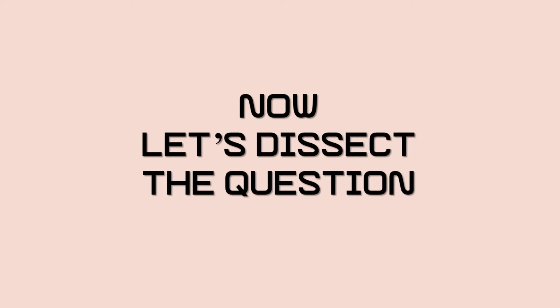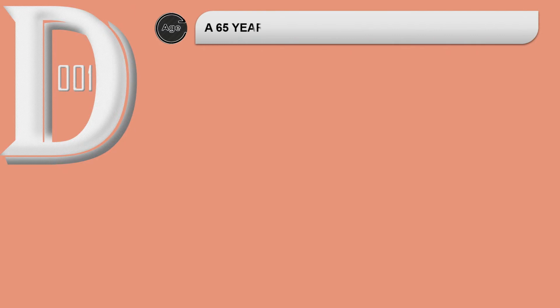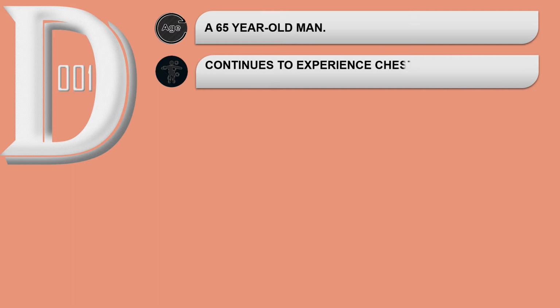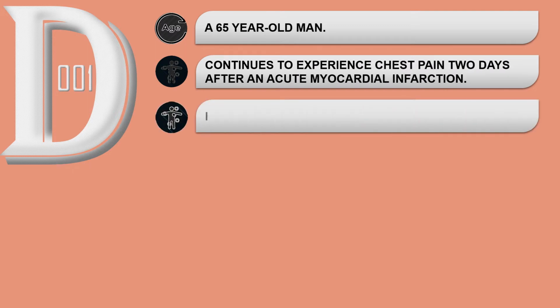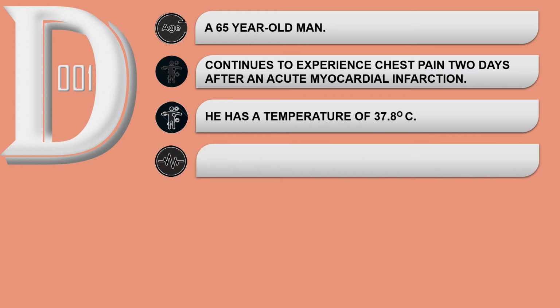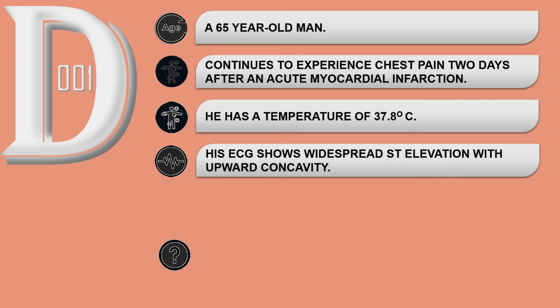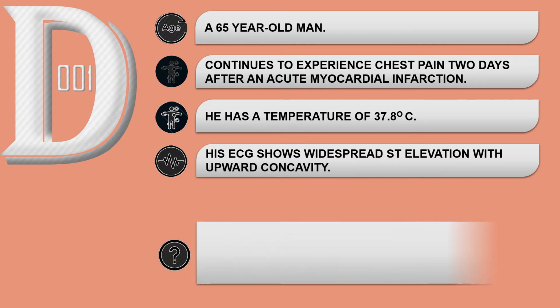Now let's dissect the question and understand what it needs exactly. The question here states that a man aged 65 years has been having chest pain after having an MI 2 days ago, so basically post-MI chest pain. He is afebrile. But there are some ECG changes, including a widespread ST segment elevation together with an upward concavity. Now what the question is asking is as simple as the most likely diagnosis.